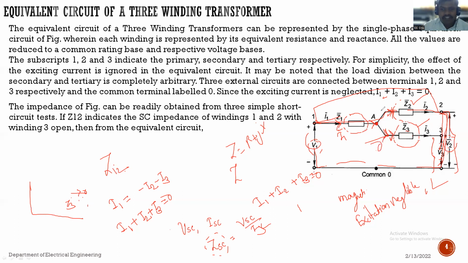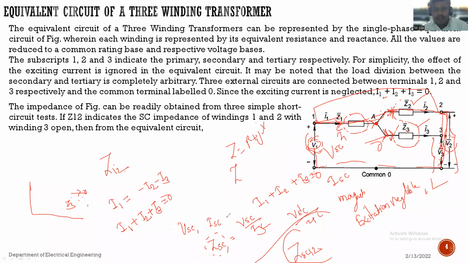At that situation, we obtain the short circuit current. It will be flowing through these two windings. If we calculate the short circuit current, that is ISC, and the short circuit voltage applied to conduct the test, this is the short circuit voltage VSC. If we take the ratio of these two, VSC divided by ISC, we get Z12, the short circuit impedance between terminals 1 and 2.